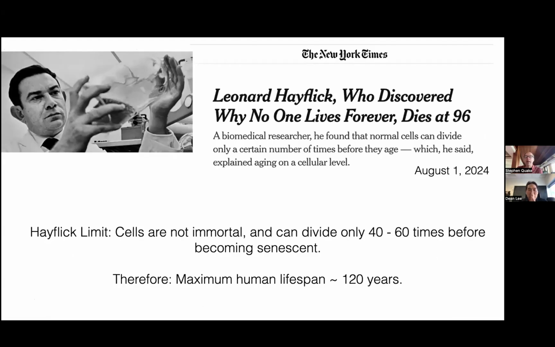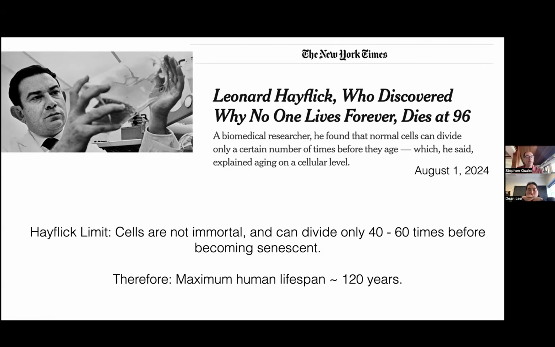Okay, let's talk about another aspect of the data that we analyze, which relates to aging. I'm going to give you a little bit of background here. There is something called the Hayflick limit that was discovered or articulated by a fellow named Leonard Hayflick, who discovered that cells are not immortal. In his day, there was quite a bit of controversy of whether cells could divide forever or not.